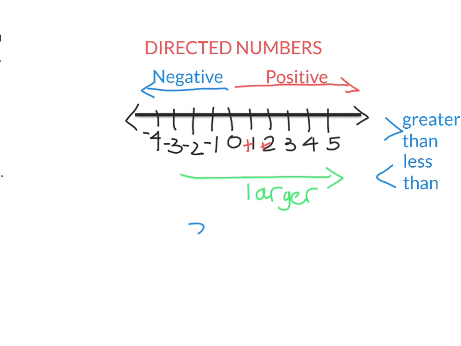So let's look at the numbers, say 3 and 2. So we know clearly that 3 is larger than 2. So the symbol we should put between them is this symbol here, the greater than symbol.